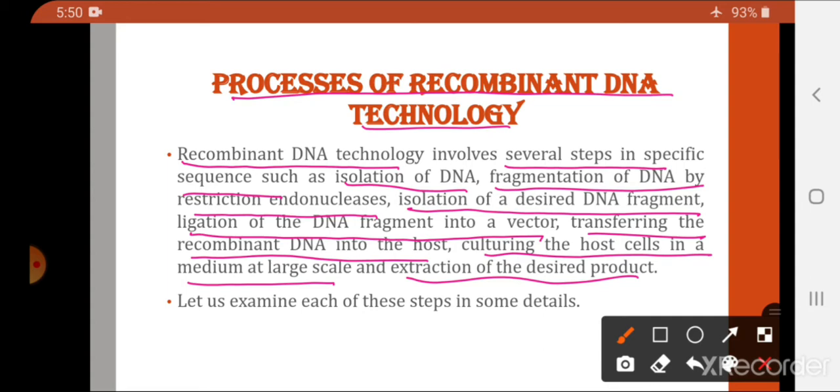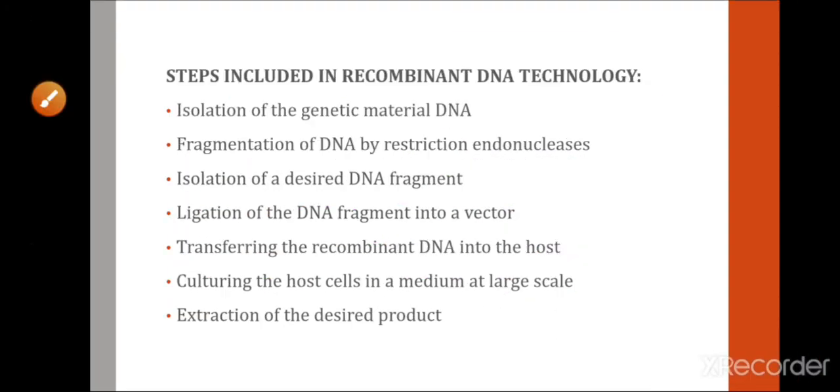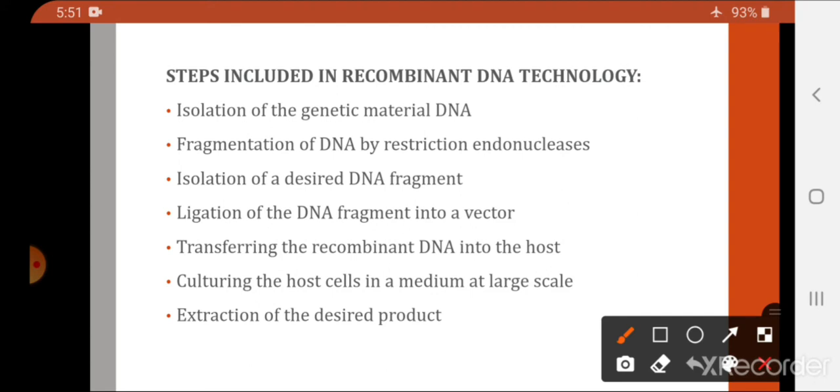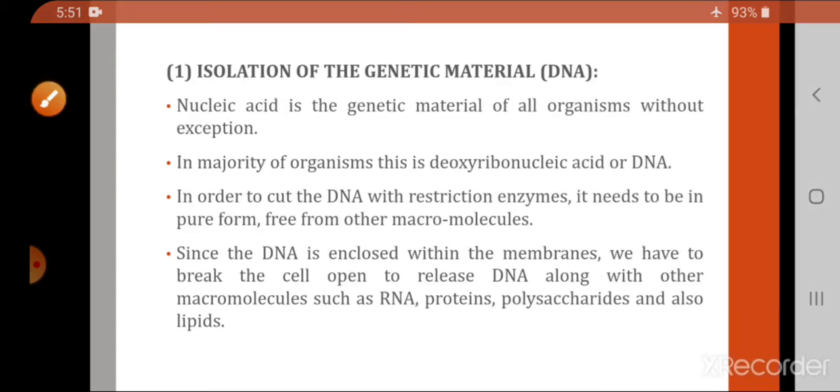So these are the various steps of recombinant DNA technology, and we will study some of the steps in detail. See students, again I have mentioned the steps, very, very important. Isolation of the genetic material, fragmentation of the DNA by restriction endonucleases, isolation of the desired DNA fragment, ligation into the vector, transferring the recombinant DNA into the host, culturing the host in a medium at large scale, and finally extraction of the products. We will study some of these steps in detail.